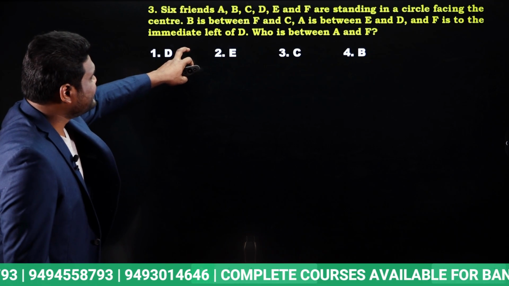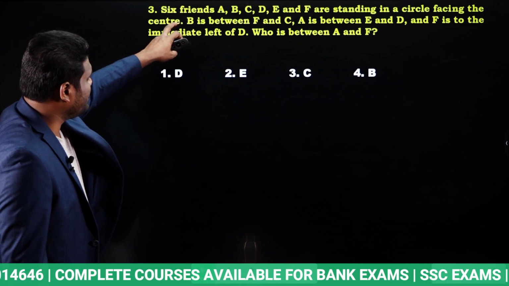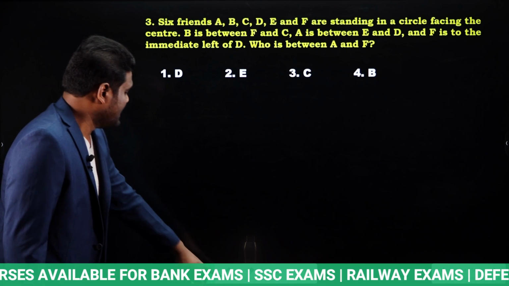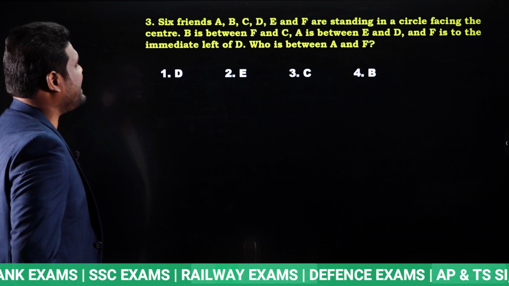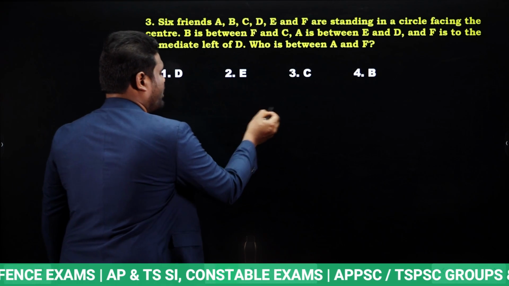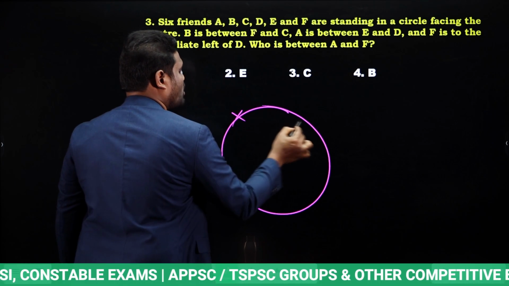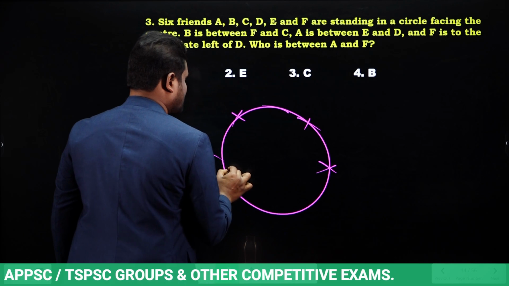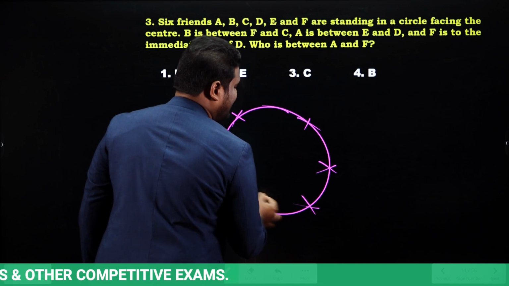Here, if you observe, this is a very simple question based on seating arrangement. Six friends A, B, C, D, E and F are standing in a circle facing the center. So according to the question, there are 6 persons. Yes or no? Now all these 6 persons are facing the center.